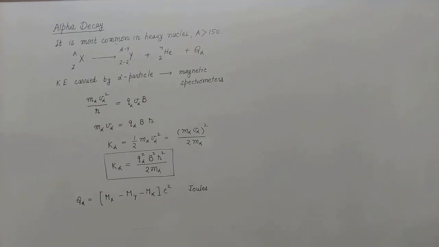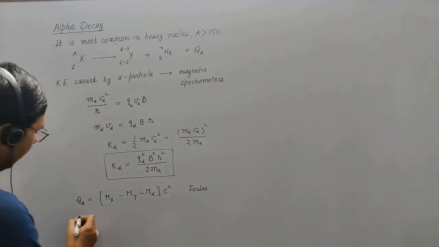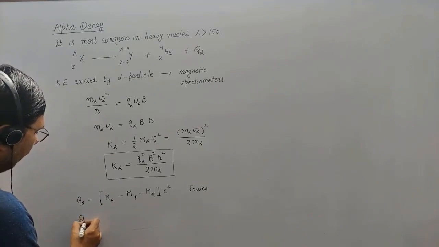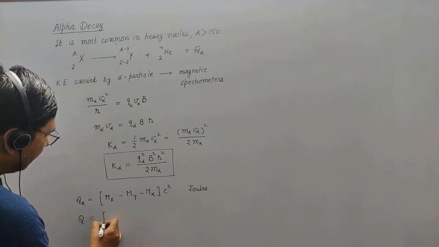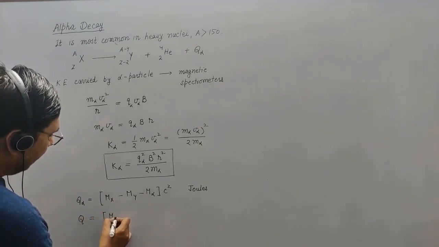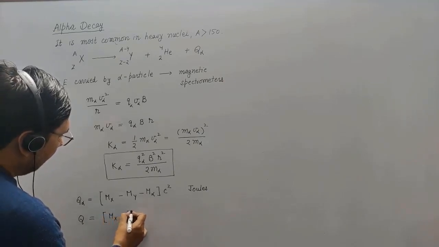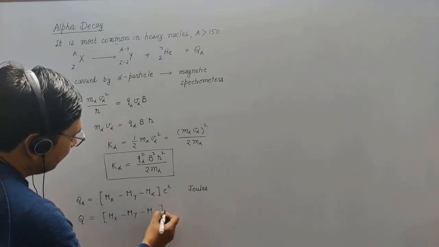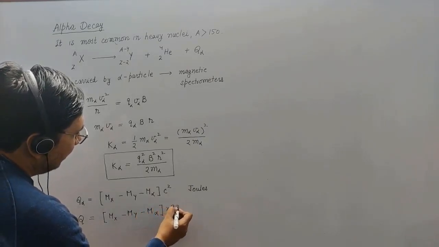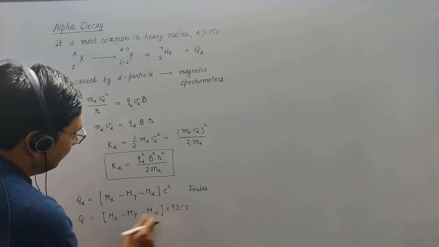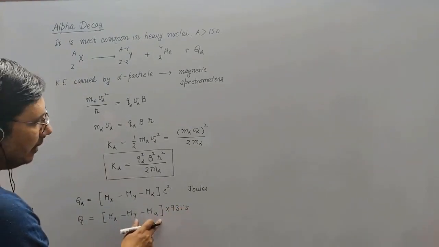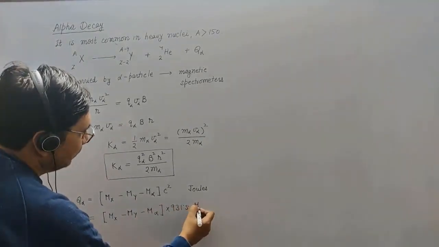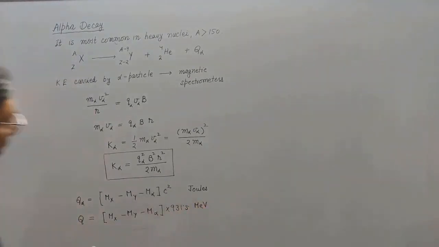Suppose we want to find out this Q alpha in MeV, and these M alpha, Mx, My, these masses are given in AMU, atomic mass units. Then this will be the equation. We will multiply it by 931.5. Here these masses are given in AMU, so it will be in MeV. Now we can find out this Q alpha in terms of MeV.